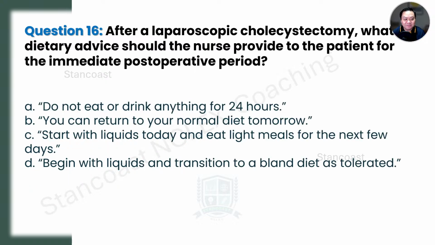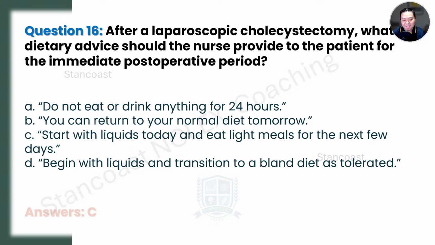Let's have number 16, and this will be our last test item of the day. After a laparoscopic cholecystectomy, what dietary advice should the nurse provide to the patient for the immediate post-operative period? A, do not eat or drink anything for 24 hours. B, you can return to your normal diet tomorrow. C, start with liquids today and eat light meals for the next few days. D, begin with liquids and transition to a bland diet as tolerated.